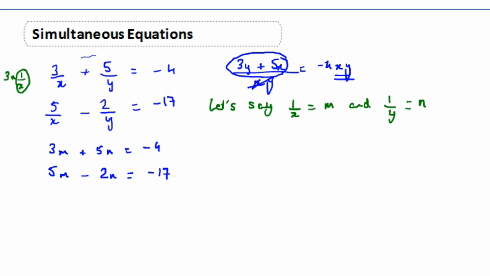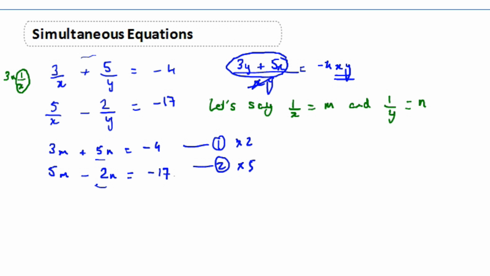Now let me call this equation number 1 and this equation number 2. I'm going to solve them the elimination way. I'll try and eliminate n first, since they've got opposite signs, so it will become easier. So I multiply the first equation by 2 and the second equation by 5. And why I'm going to do that is because when I look at the coefficients of n, which are 5 and 2, when I take the lowest common multiple of 5 and 2, it happens to be 10.